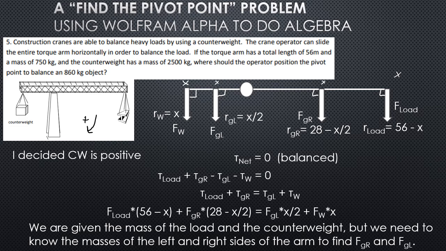So we know the mass of the load and the mass of the counterweight. We do not know the mass of the left side of the crane or the mass of the right side of the crane. We just know that together they have a total mass of 750. But if we think about it logically, we can get that mass as a function of x. We can get the mass of the left side and the mass of the right side as a function of x that uses a fraction to distribute that weight between the left side and the right side. So the next slide here is going to show us how that's done.